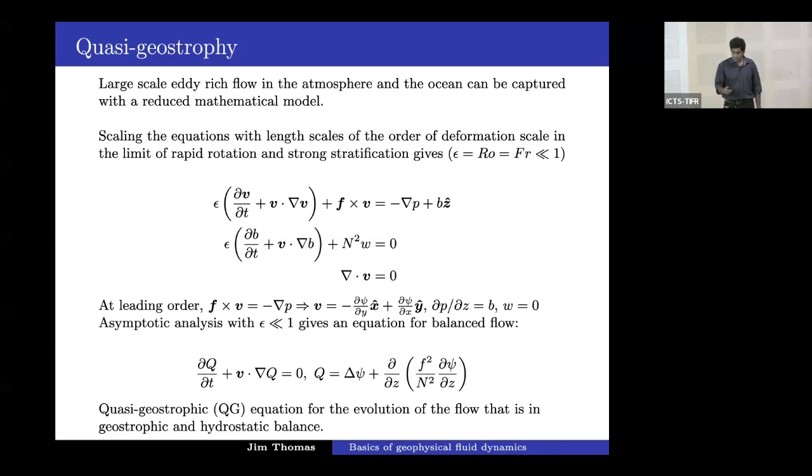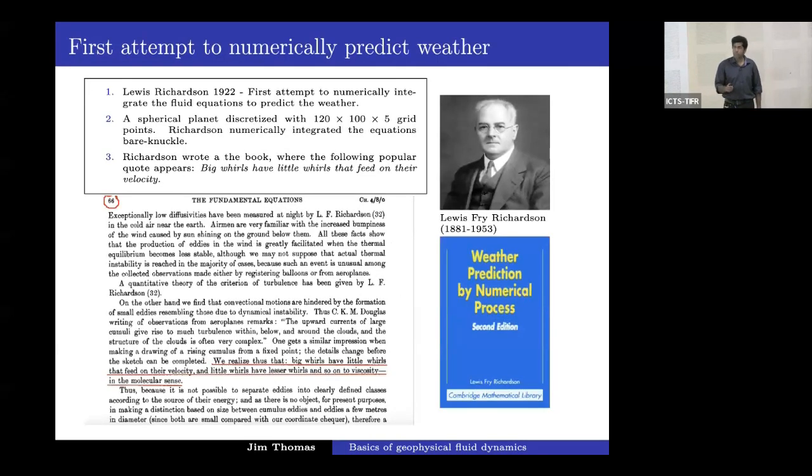If you look into the literature on quasi-geostrophic theory, some of you might have heard of the name Richardson. Richardson was a very famous fluid dynamicist who, back in the 1920s, tried to predict weather.